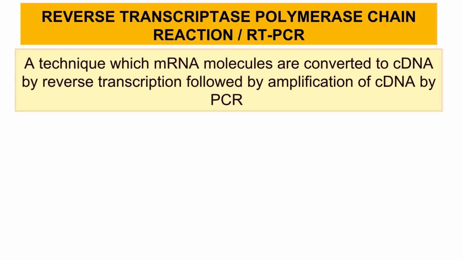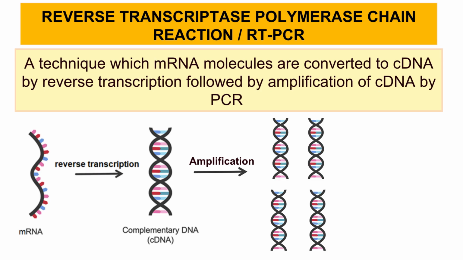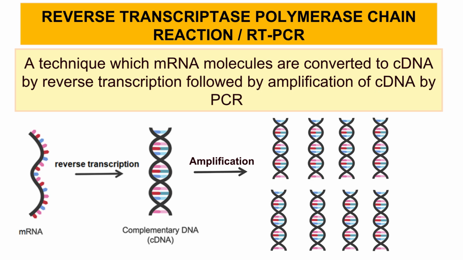In this process, messenger RNA, or mRNA, is first converted into complementary DNA, also known as cDNA, through a process called reverse transcription. Once the cDNA is produced, it can be amplified using the polymerase chain reaction, or PCR, to generate many copies of the target gene. In simple terms, RT-PCR involves two main stages. First, converting mRNA into cDNA, and second, amplifying the cDNA using PCR.